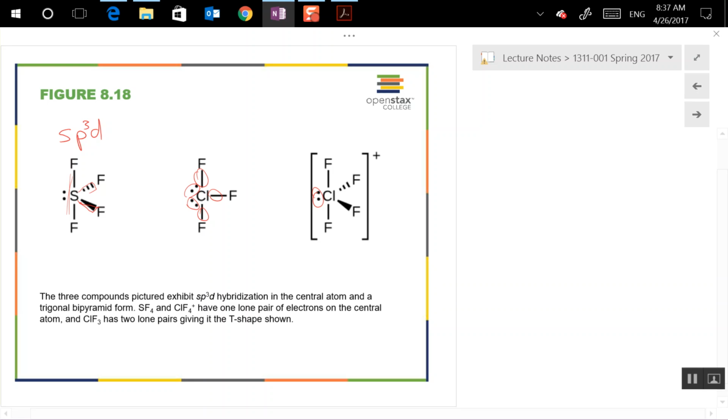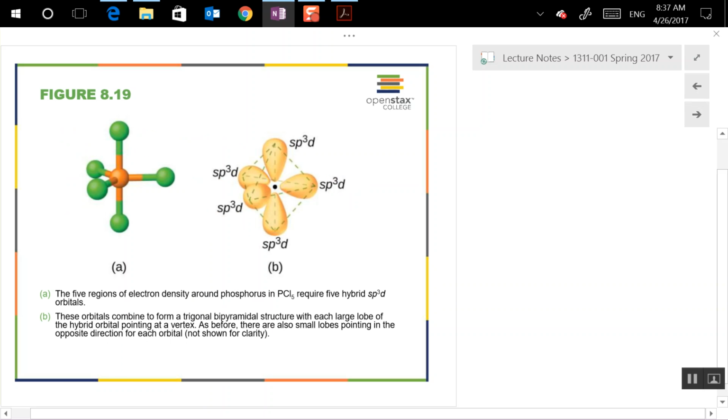This one is missing a lone pair. I'm making 1, 2, 3, 4 bonds, but I still have a lone pair, so that's still 5. Okay? So that's 5 hybridized orbitals, sp3d. So these are all sp3d. So 1, 2, 3, 4, 5 bonds, and I'm in the sp3d hybridization.